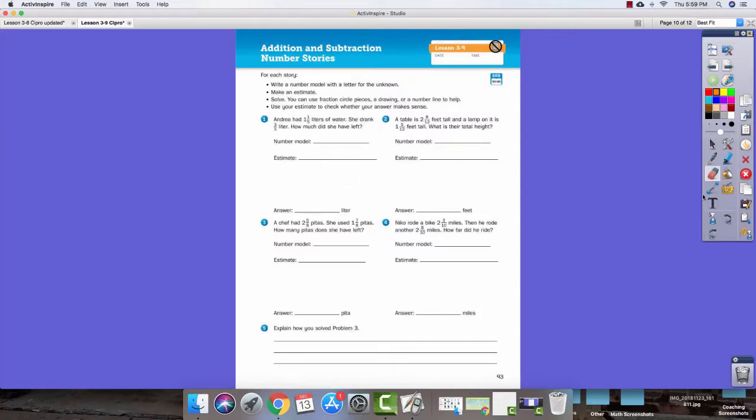All right, so in class we learned how to add and subtract mixed numbers, okay? And we also talked about the importance of making an estimate before we do it, so we know if our answer makes sense or not. So let's do this first example.